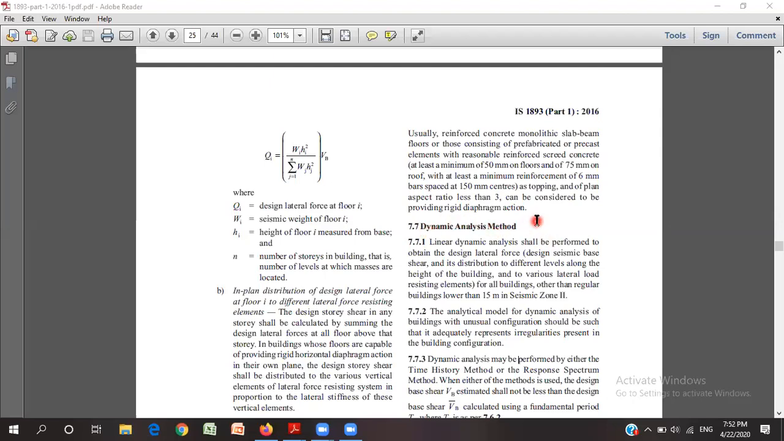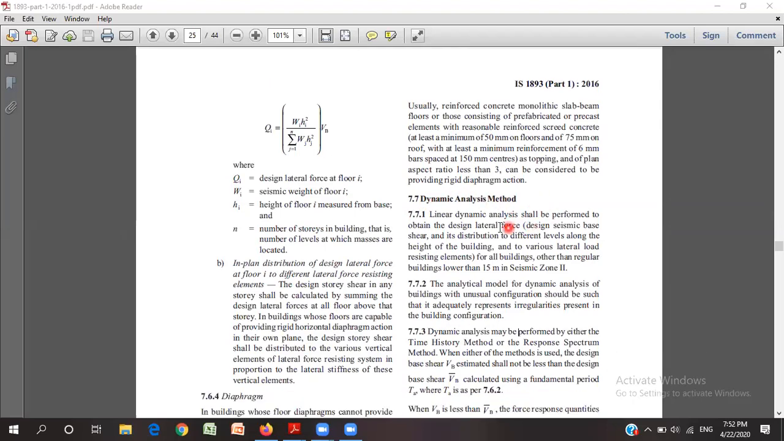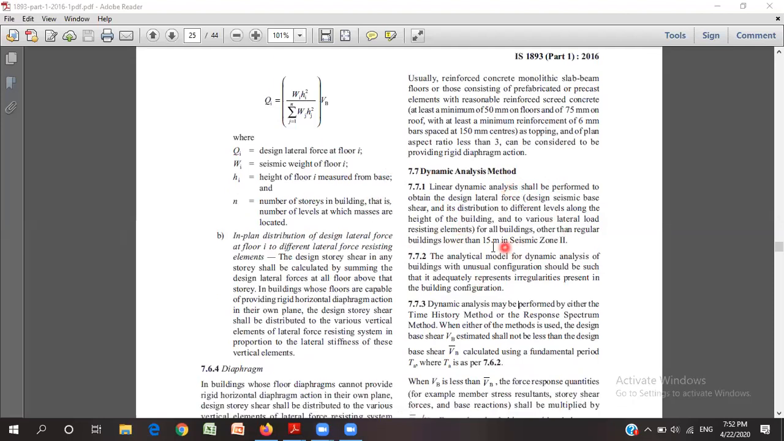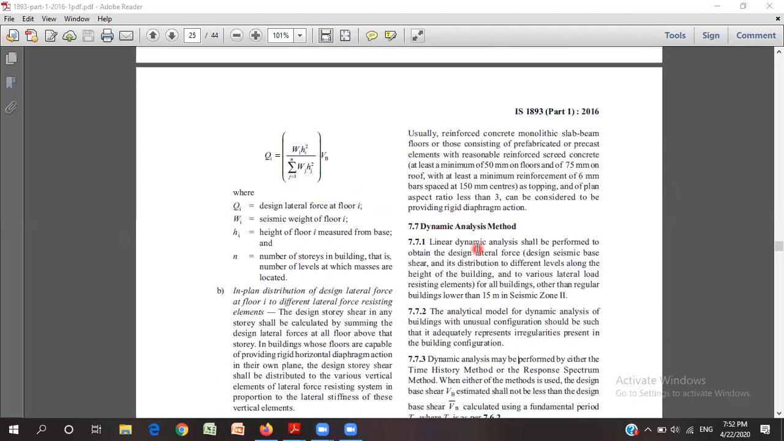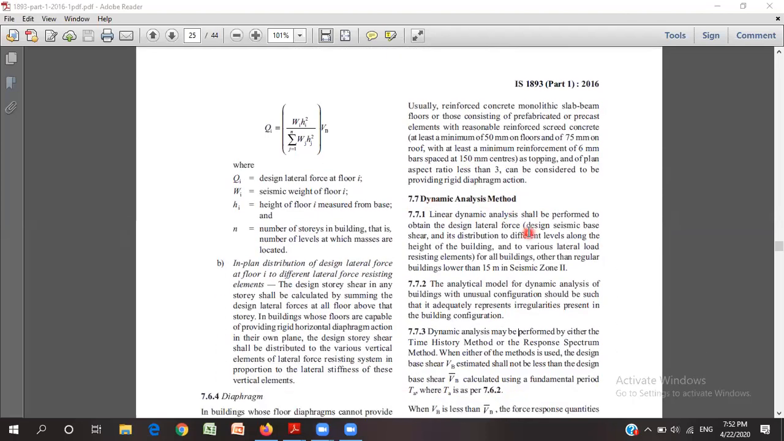Yesterday I had sent some notes. Now this particular clause I am reading out from your IS code, IS 1893. We have already studied the static method to calculate the design lateral forces, and this is the second methodology, the dynamic analysis method.